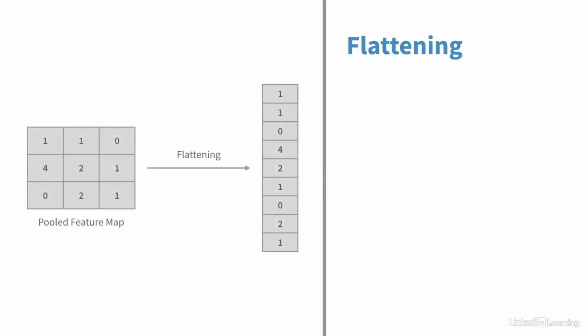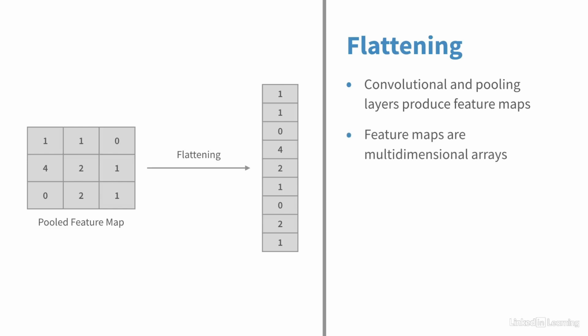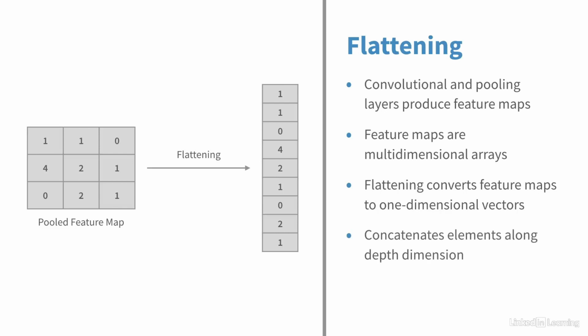So flattening prepares the feature maps for the fully connected layers. You're left with feature maps after the convolution and pooling layers processed your input data. These feature maps are typically multi-dimensional arrays. In order to feed these feature maps to the fully connected layers, you need to flatten them into a single one-dimensional vector. This is done by concatenating the elements of the feature map along the depth dimension. So you end up with a single long vector.